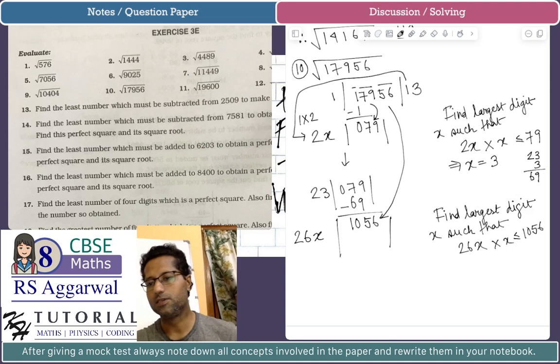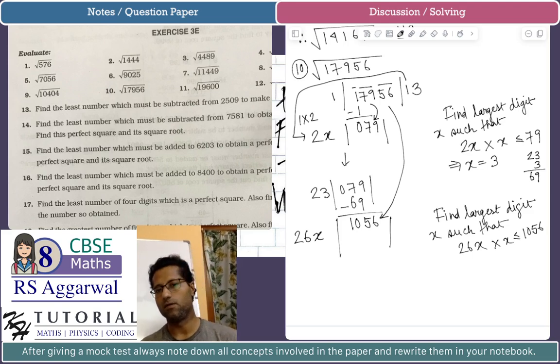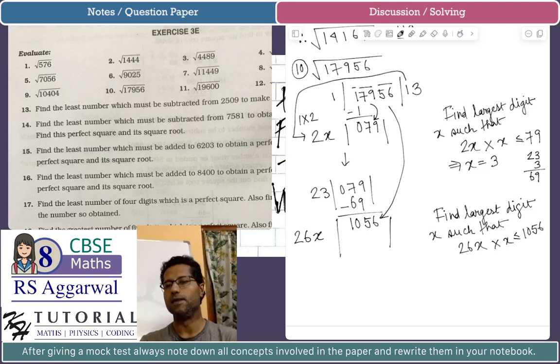Now obviously the x will be 6 or 4, because we know the digit whose square gives 6 as the rightmost digit. There are two digits, 4 and 6, because 4 into 4 is 16, and the rightmost digit in 16 is 6. Also 6 multiplied by 6 is 36, so also 36, the rightmost digit is 6.